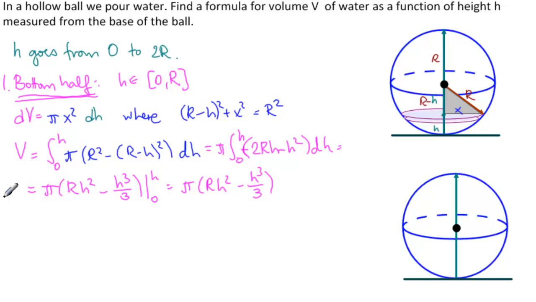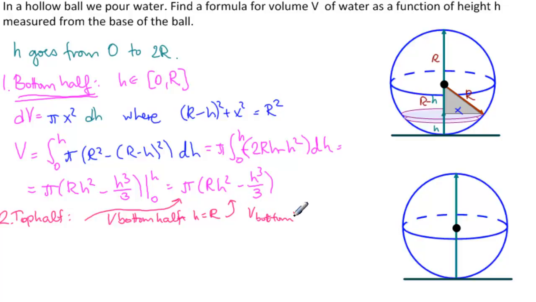Now we're going to look at the top half. And before we do that, let's use this formula to find V of the bottom half. So that's H equal to R. And when we substitute that into this, we get volume of the bottom half equals 2/3 pi R cubed. Which makes sense. We know that a sphere is 4/3 pi R cubed. So the bottom half is 2/3 pi R cubed.